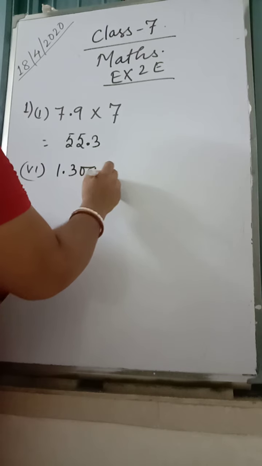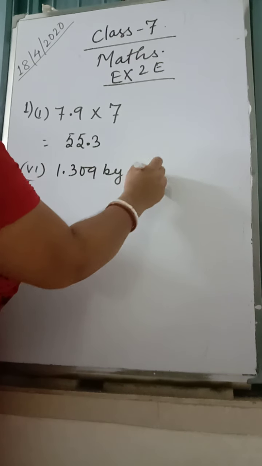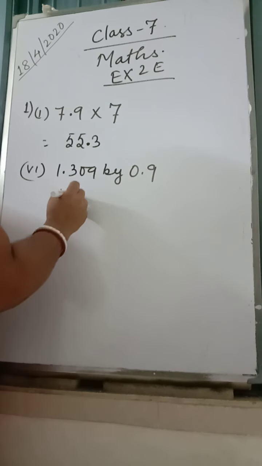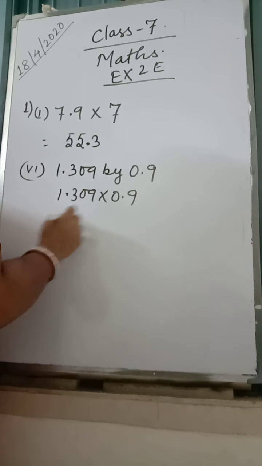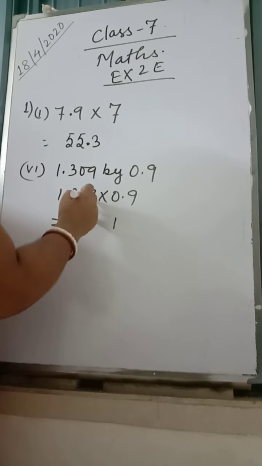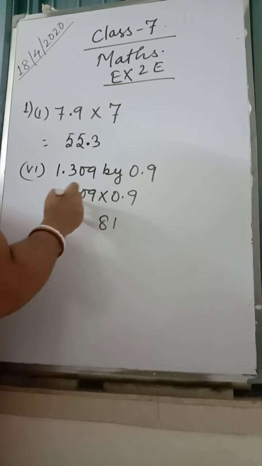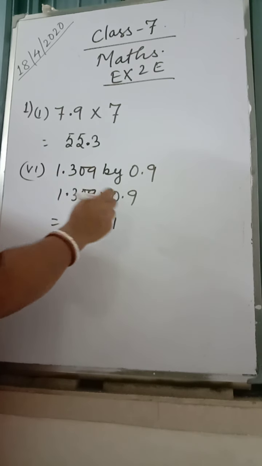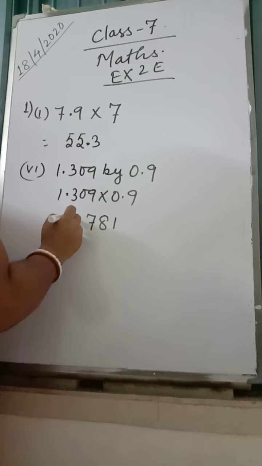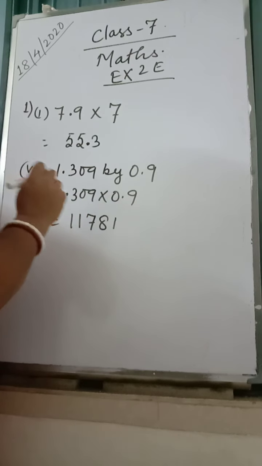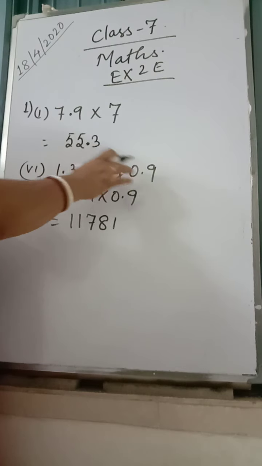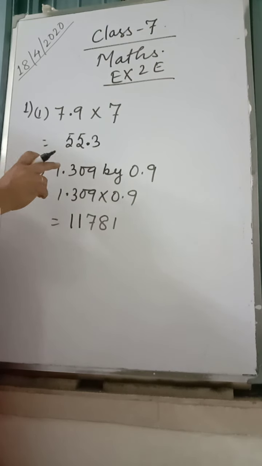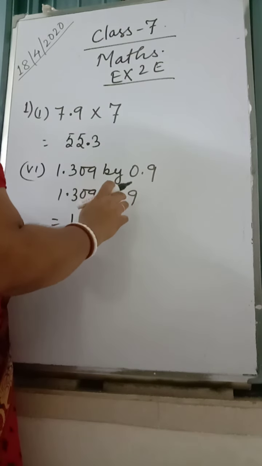1.309 by 0.9. So we will write 1.309 into 0.9. Multiply: 9 9s are 81, 1; 9 zeros are 0 plus 8, 8. 9 3s are 27, carrying 1; 9 1s are 9 and 2, 11. Now, why have I taken this sum? Because it has decimals in both the places. Now you just count all together.